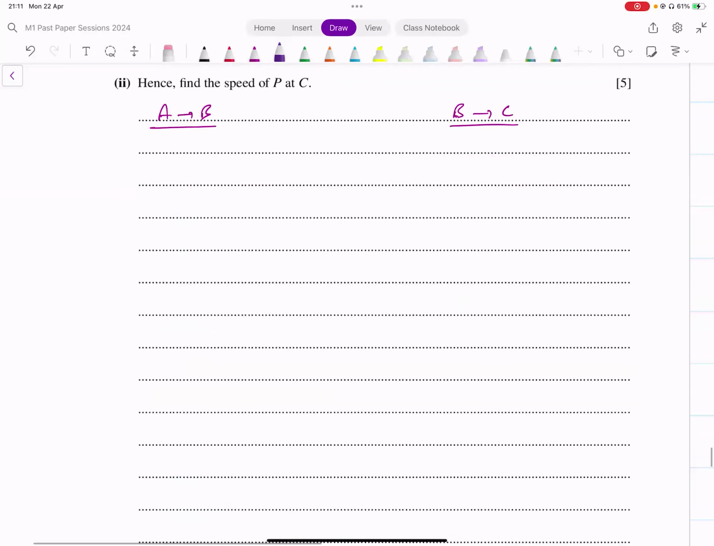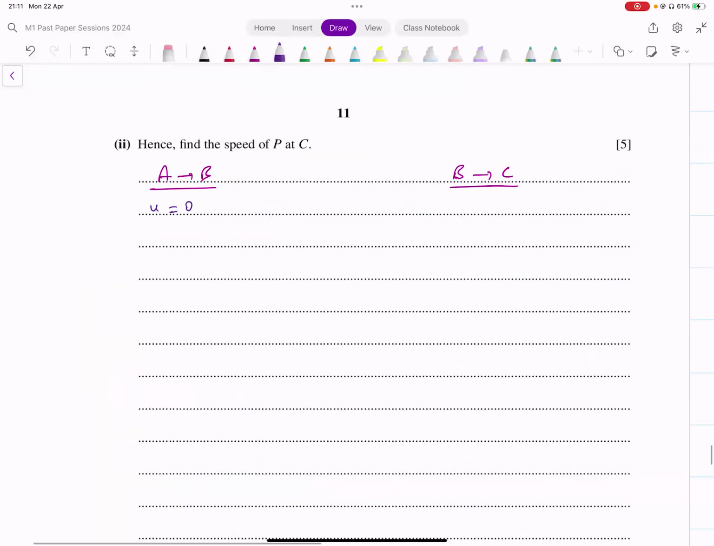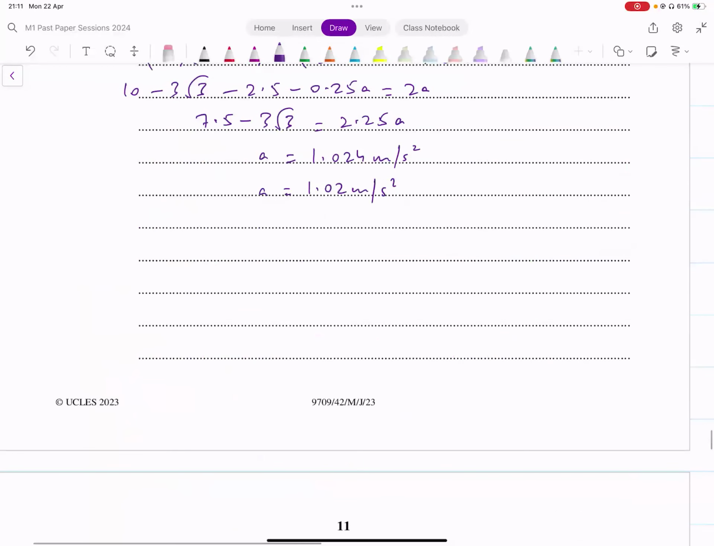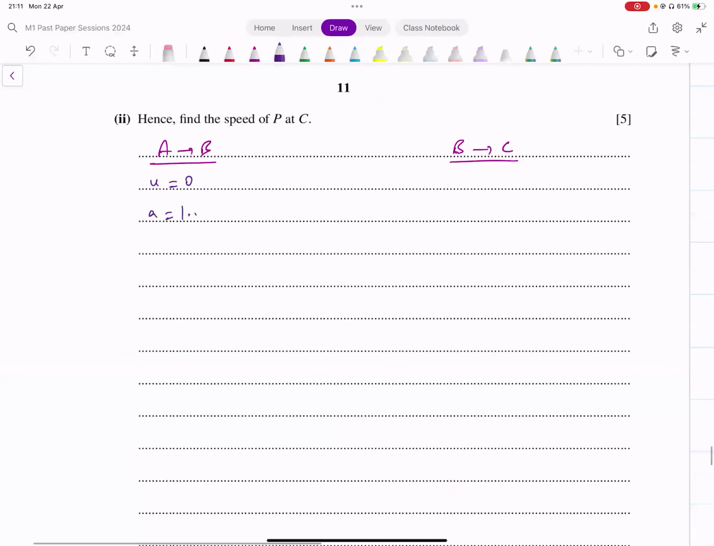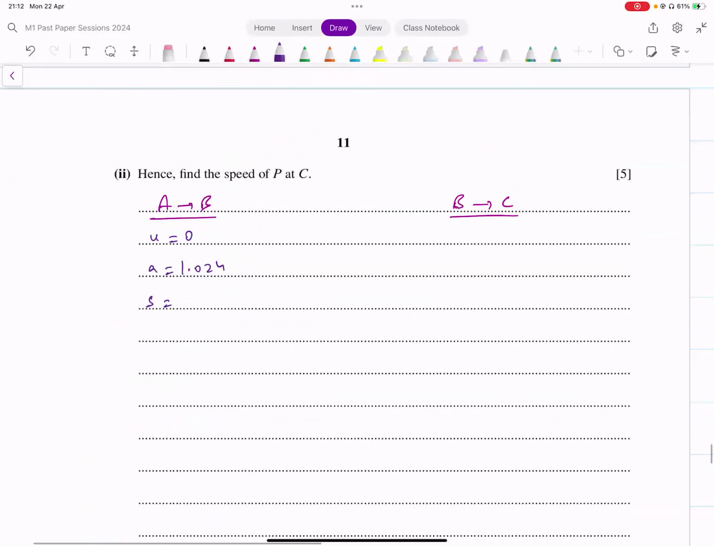So we can say initial velocity from A to B, that is equal to 0. It started from 0. What about acceleration? We just found that in the previous part. Acceleration for that part was 1.024. Let's use that value. We know displacement as well. From A to B, it's given to be 0.8 meters. This is the information that we've got about the first part of the journey from A to B.